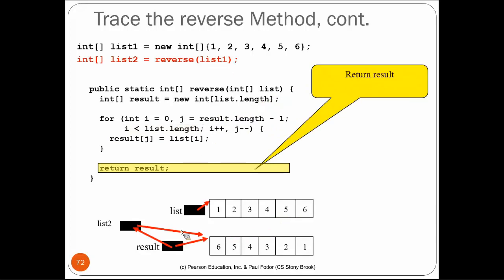The moment that we basically get to the end, the result reference is returned as list2, and now list2 is pointing to the reverse list, to the elements in the reverse list.